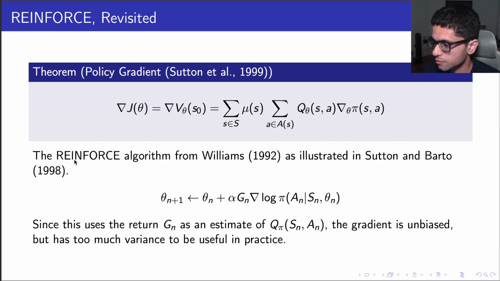The REINFORCE algorithm from Williams back in 1992, as shown in the classic textbook from Sutton and Barto, is as follows. It pretty much uses Gn for Q, and the updates made over a period of time will just add up to the distribution of states, and then make this gradient of the log probability into just the gradient of the policy. But the problem here is that although the gradient is unbiased by definition, it has too much variance to be useful in practice.